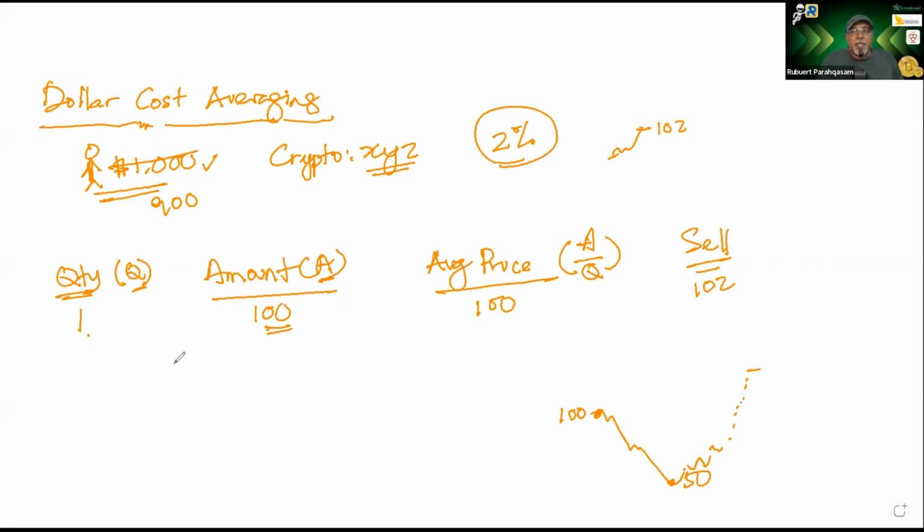I'm going to buy double the amount I bought earlier. Earlier on, I bought $100. Now I want to buy for $200, and the price per coin now is $50.